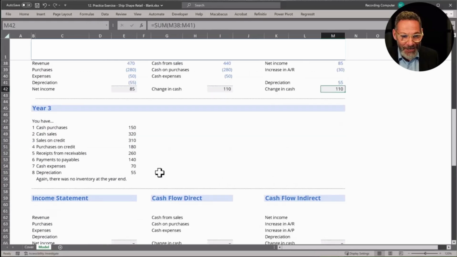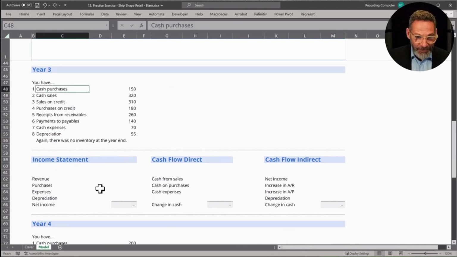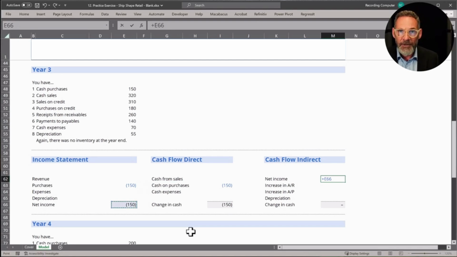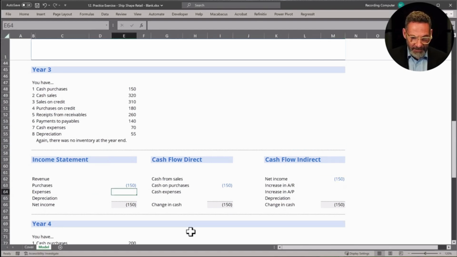Let's try year 3. Now, you may want to pause and actually try this first, and then I'll debrief it with you. It's your call, but let's get started. So now we have a number of transactions. We have cash purchases of 150. It's a cash outflow. I'm going to start by letting net income get linked on the cash flow indirect to net income on the income statement. Everything's matching. We then have cash sales of 320. That's 320 cash inflow. We have 170. Our cash flow direct and indirect still match.